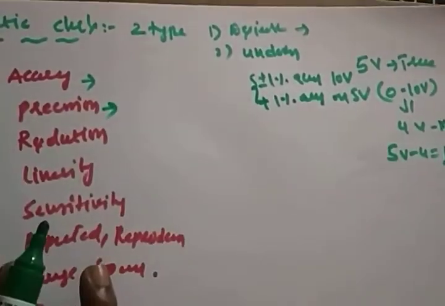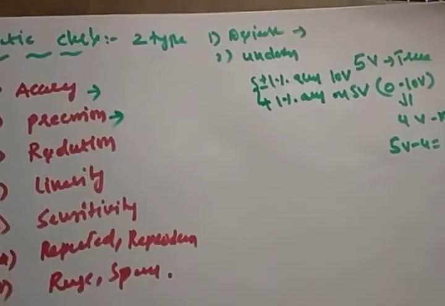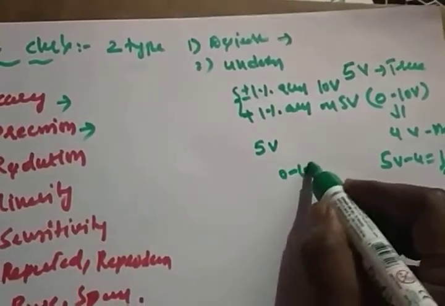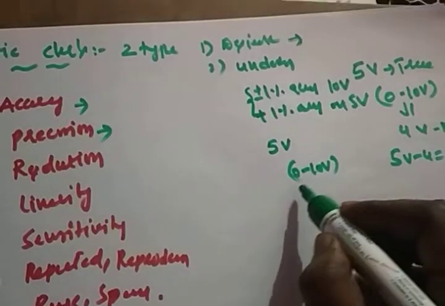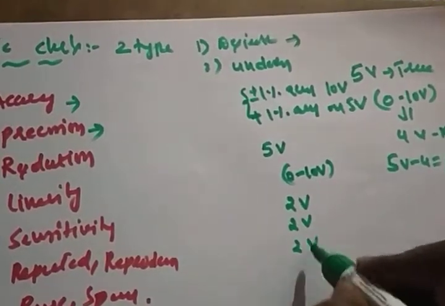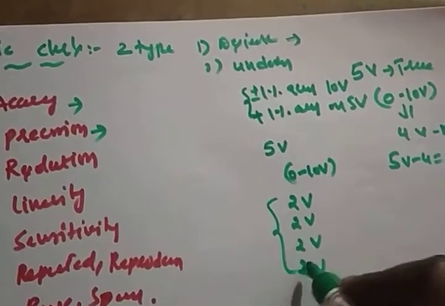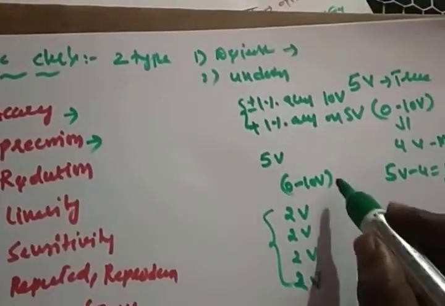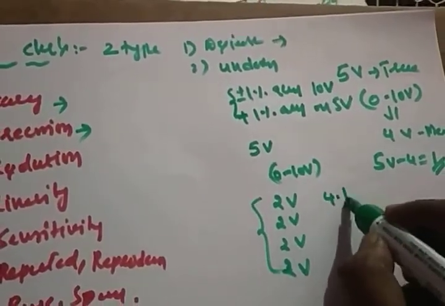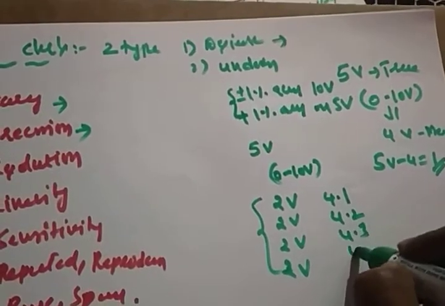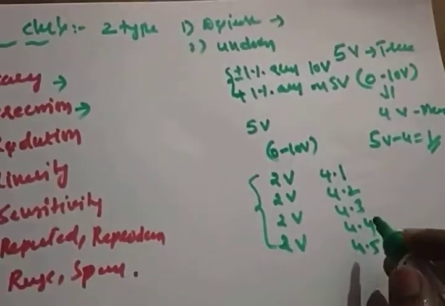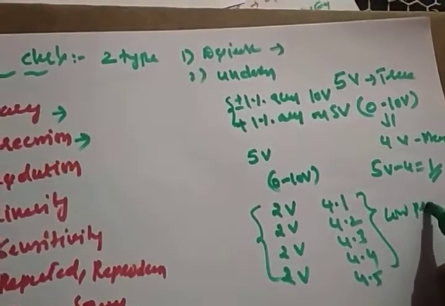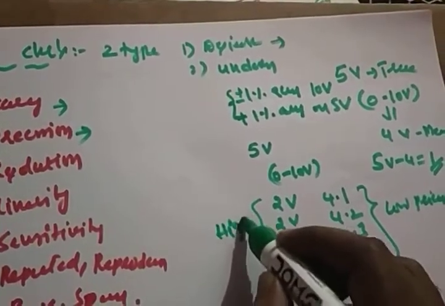What is precision? Precision means consistency in the result. Suppose you want to find out 5 volts, and you have a 0 to 10 volts instrument. Each and every time you are getting a result of 2 volts, 2 volts, 2 volts. That means there is consistency in the output. So this is called a highly precise instrument. Another 0 to 10 volts instrument gives results 4.1, 4.2, 4.3, 4.4, 4.5. That doesn't have any consistency. This is a low precision instrument.